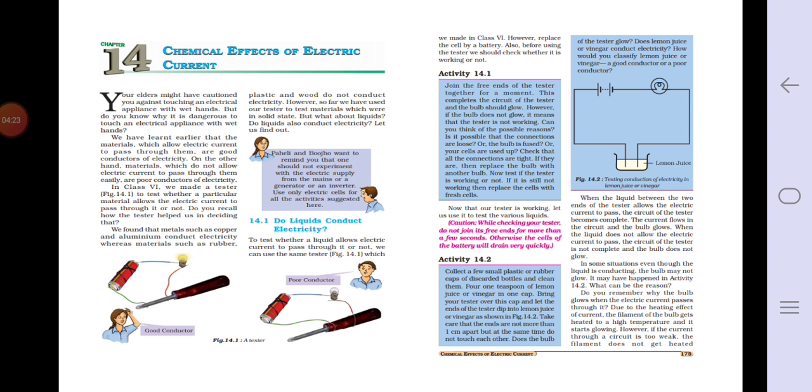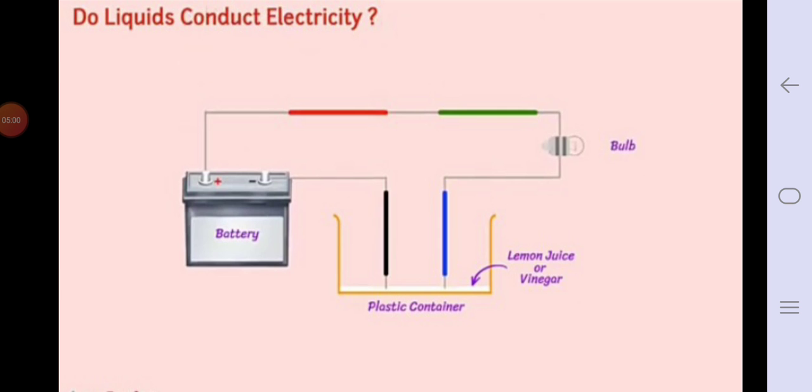I will read out the activity. Collect a few small plastic or rubber caps of discarded bottles and clean them. Pour 1 teaspoon of lemon juice or vinegar in one cap. Bring your tester over it and let the ends of the tester dip into lemon juice or vinegar as shown in figure 14.2. You can see in the textbook, the figure is shown there. Take care that the ends are not more than 1 centimeter apart, but at the same time do not touch each other.